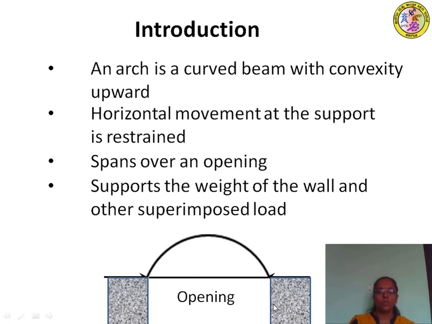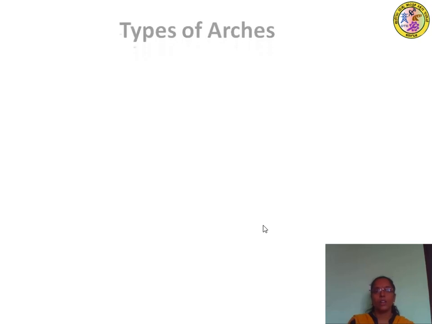So what does an arch mean? It is a curved beam with convexity upwards and whose horizontal movement is restrained due to the horizontal reactions, and it spans over an opening. Also the arch supports the weight of the wall and other superimposed loads. So that is the introductory part.